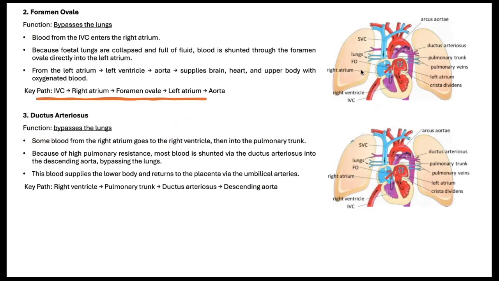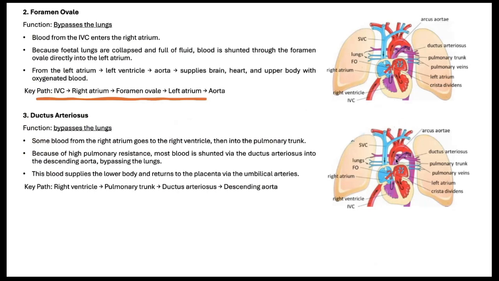But in the embryo, the lungs are filled with fluid, so they're kind of collapsed. They don't have any air in them. So that's why the foramen ovale is very important, because the blood directly enters from the right atrium into the left atrium. And that's basically the significance of it. So once it enters the left atrium, it goes down to the left ventricle, then it gets pushed out from the aorta, and then it goes down to the rest of the body.